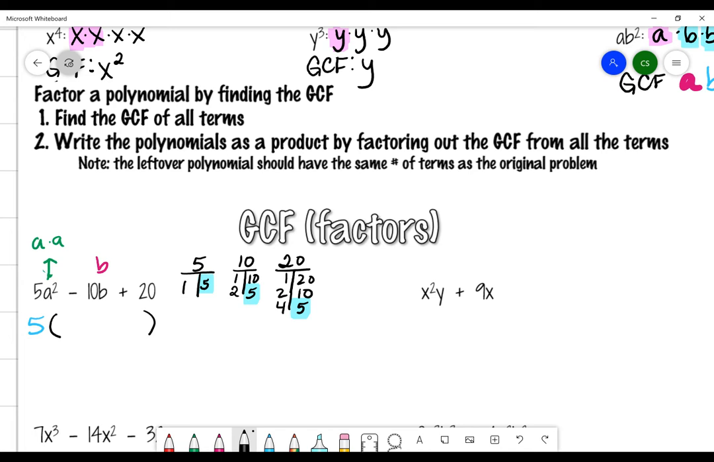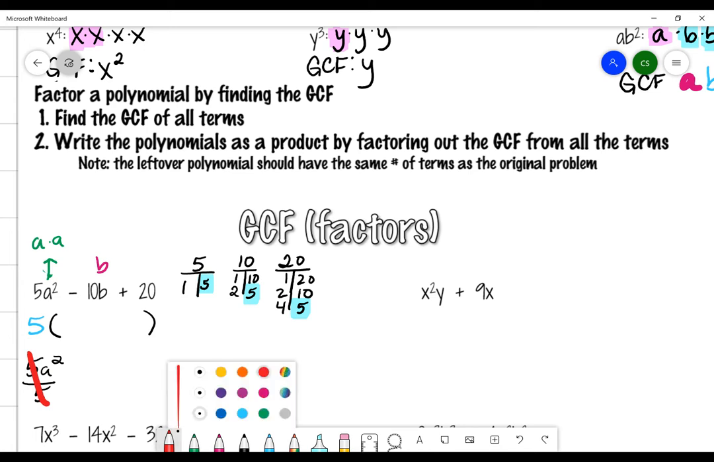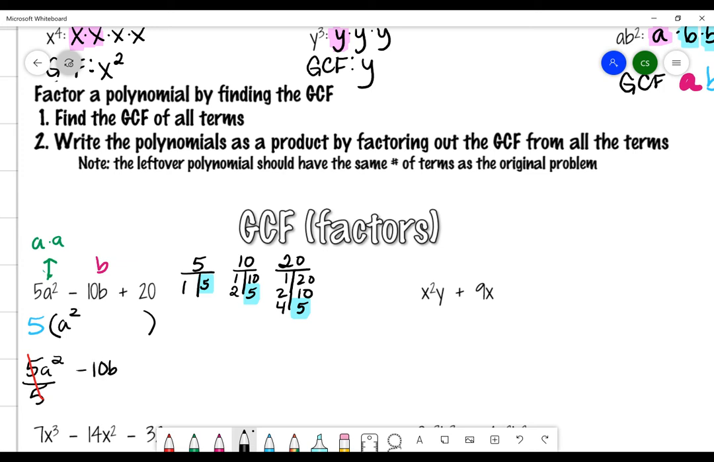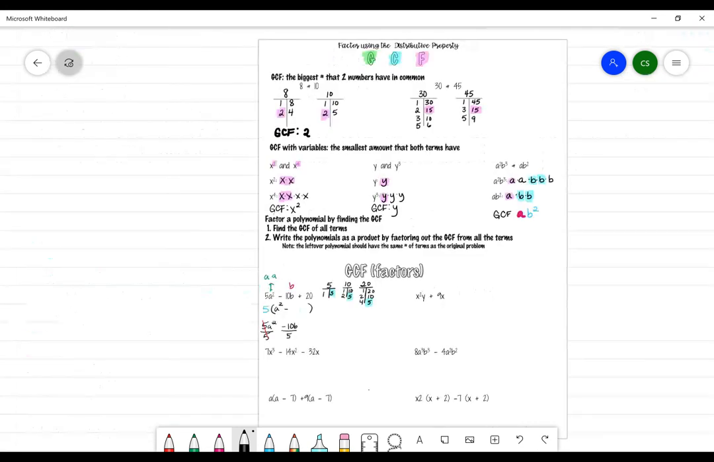Basically, it's division. So if I factor out a 5 from 5a squared, meaning 5a squared divided by 5 leaves me what? Leaves me a squared. Well, what about negative 10b divided by 5? Because that's what I factored out. Well, that leaves me a negative 2b, because negative 10 divided by 5 is a negative 2.